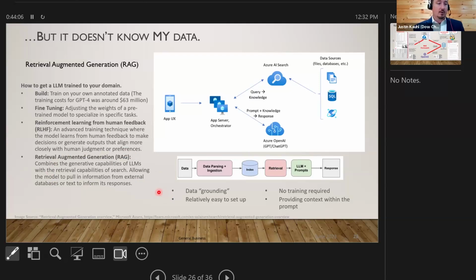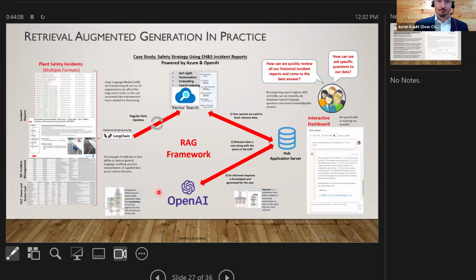So I'll explain this one by using an example. This is a project that I actually did. The idea here was that we had people in our employee health and safety group who were really interested in understanding some of the root causes behind safety incidents that were happening in the plants across the world. But there was so much data, they just didn't have the time and energy and manpower to be able to do anything with it. So we proposed building something like this, which is called retrieval augmented generation.